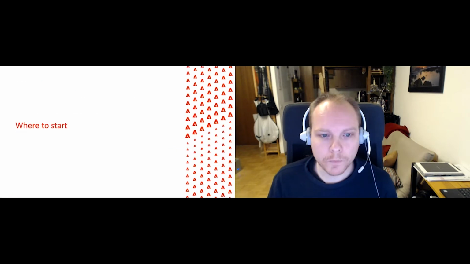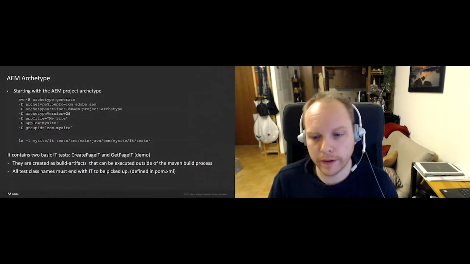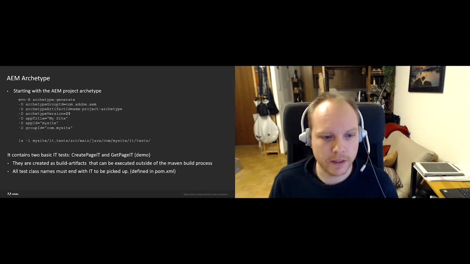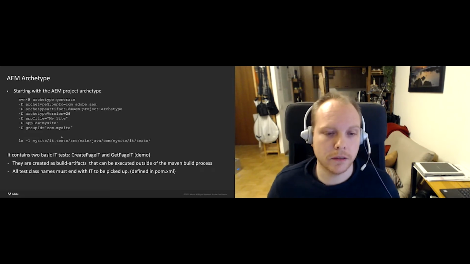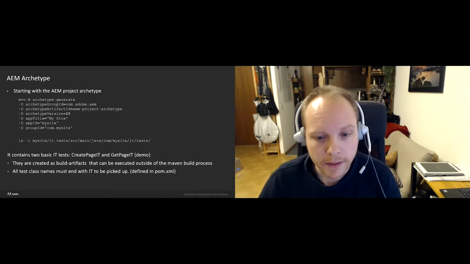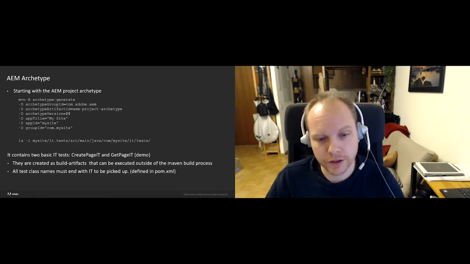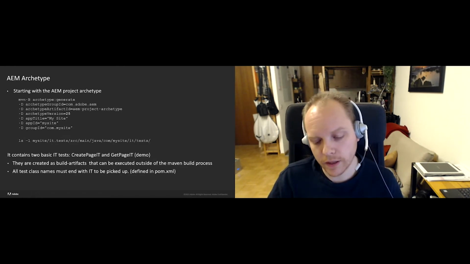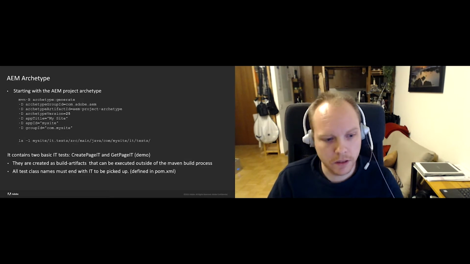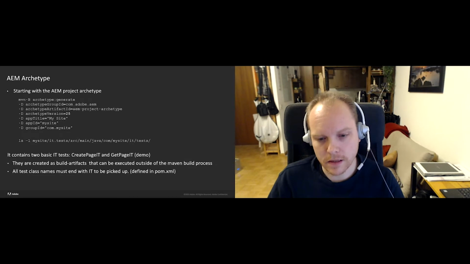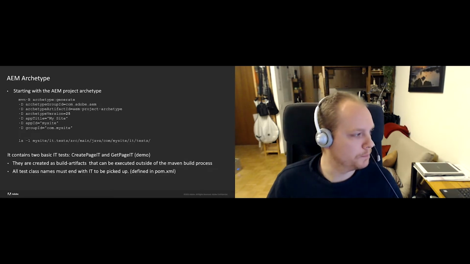So where to start? In the AEM Maven archetype, we have provided two simple sample tests that you can use as a starting point, as a building block to write your own tests. I have provided here this Maven command to instantiate the archetype. This is out of the documentation. The important note here is that these tests are created as build artifacts so that they can be executed outside of the Maven build process. And the class names of the tests need to end with IT. So there is also a filter in the POM file in order to have them picked up.